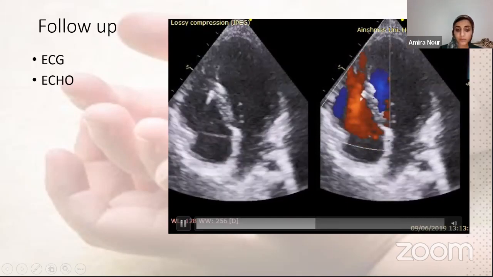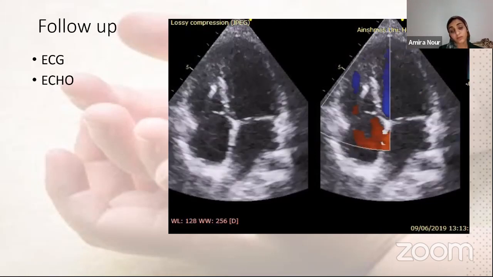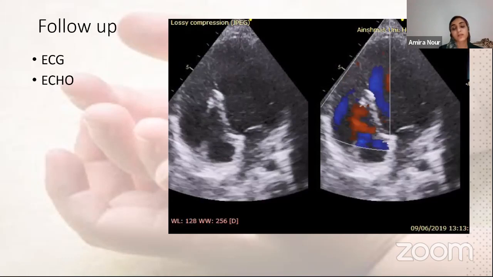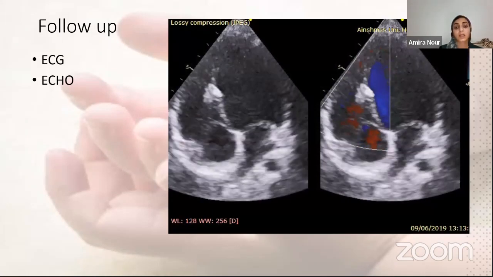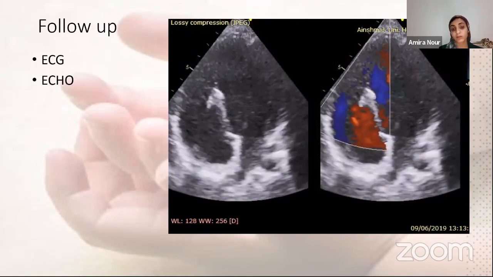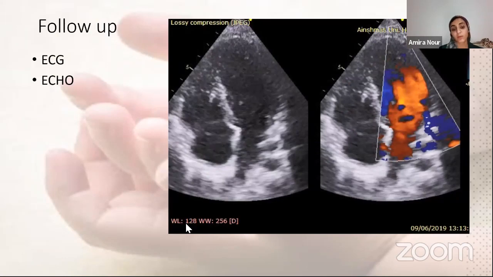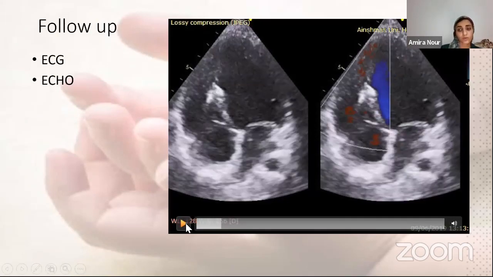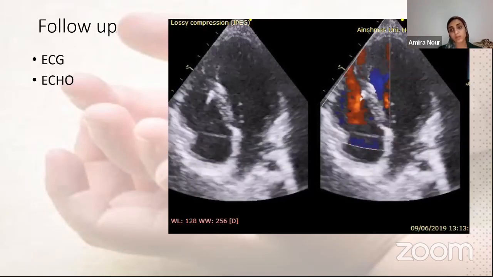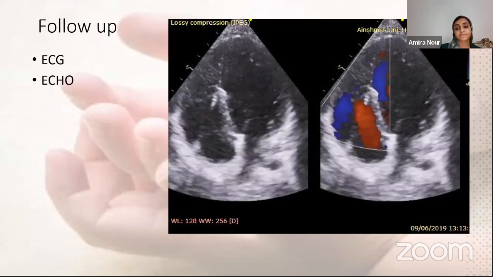And in certain types of VSD, we should do an ECG after the procedure, either after surgical closure or if it was a perimembranous VSD and we closed it percutaneously, because complete heart block, although not common, could occur after surgical or percutaneous closure of perimembranous VSD, as it is very close to the conduction system in this area. So following up the patient after the procedure with an ECG and echocardiography is very important.